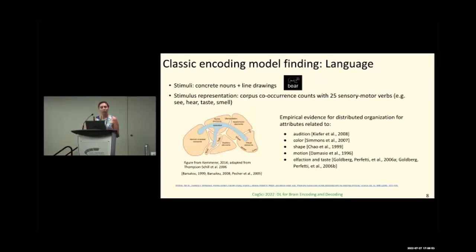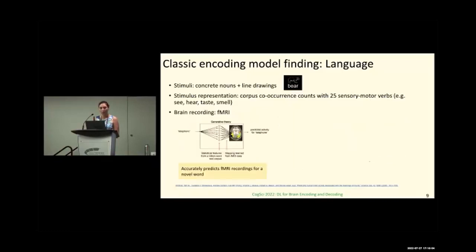So the authors created this co-occurrence with these 25 sensory motor verbs and predicted the fMRI recordings as a function of these co-occurrence statistics. They created these encoding models. Again, I'll go over exactly how to do this, but I wanted to motivate the use of encoding models here. They learned weights that map these co-occurrence statistics to the fMRI recordings. Once we have learned this mapping, we can apply it to any new word.